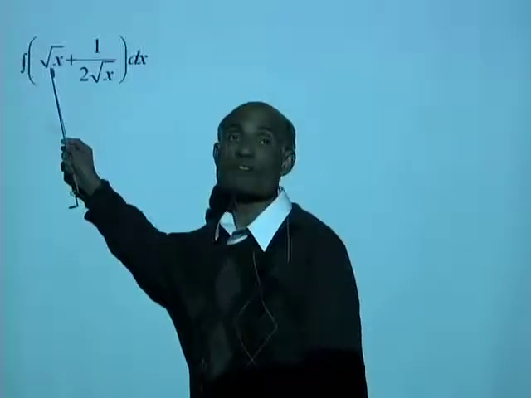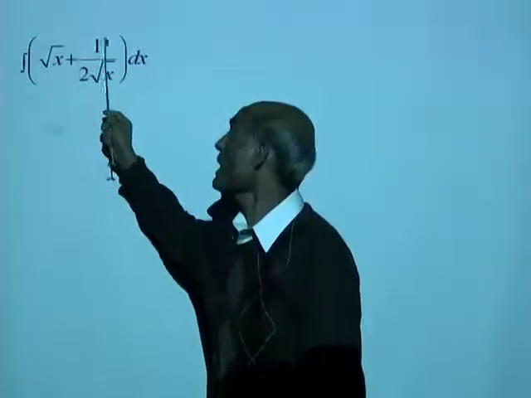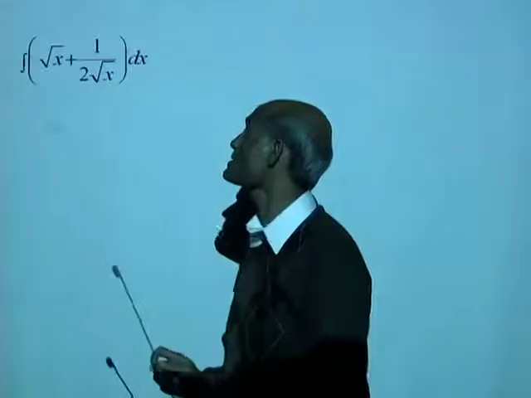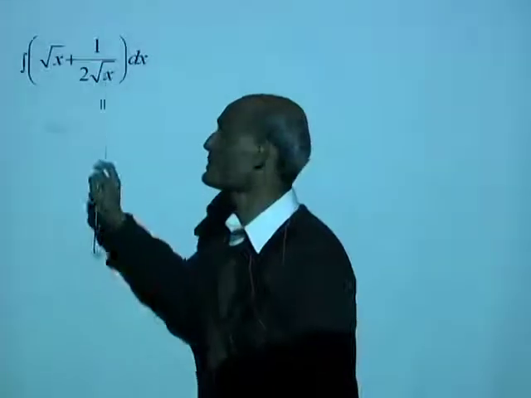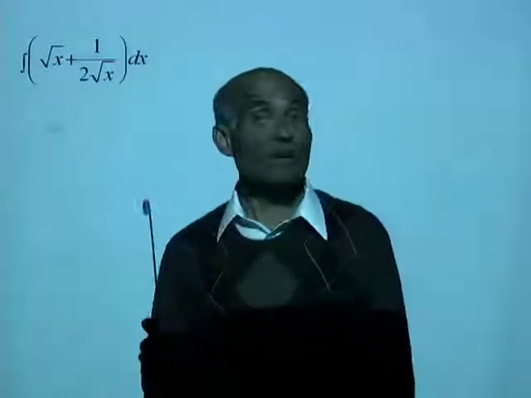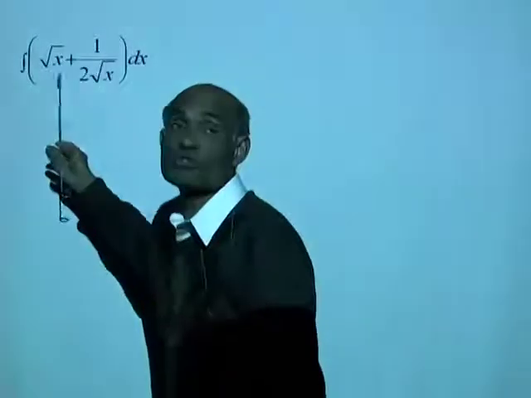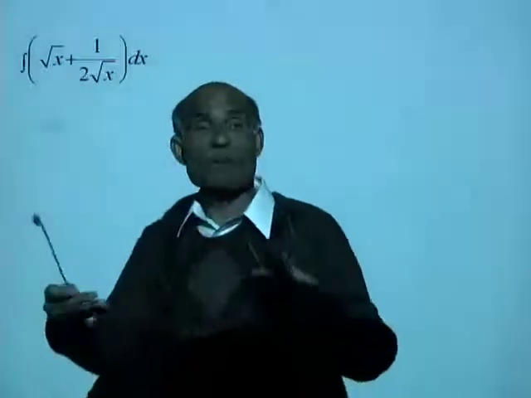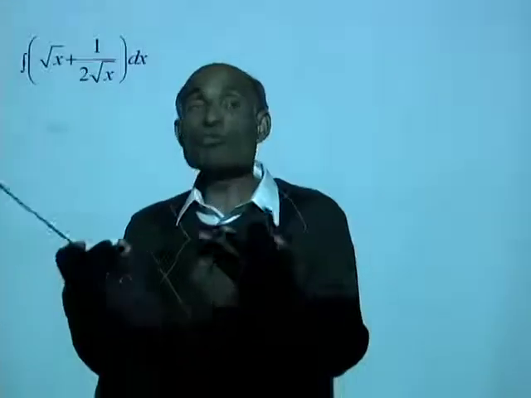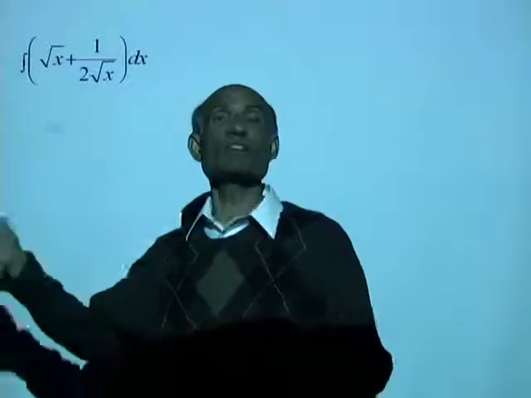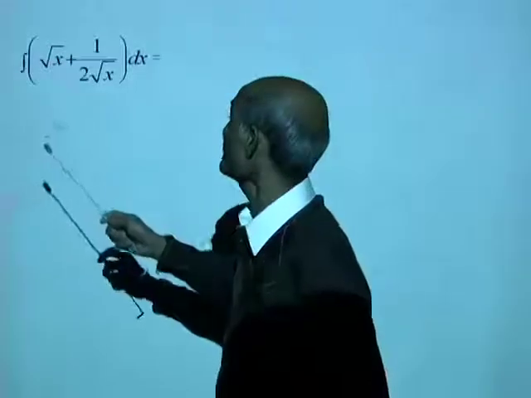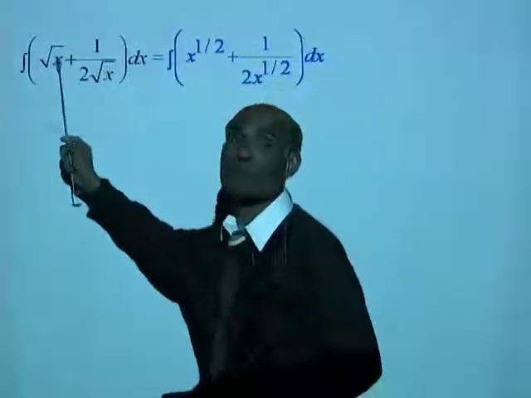Integrate square root x plus 1 over 2 square root x. Well, what will you do to integrate this? Remember, you need to reduce each term in the power rule form, x to the power of n dx, in order to integrate. That means we're going to write it like this.